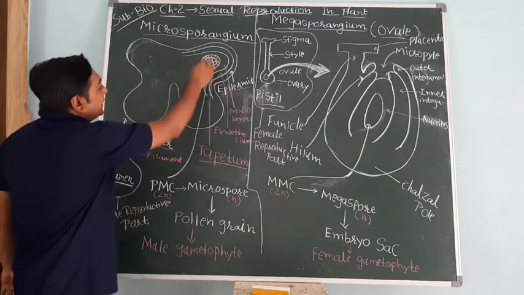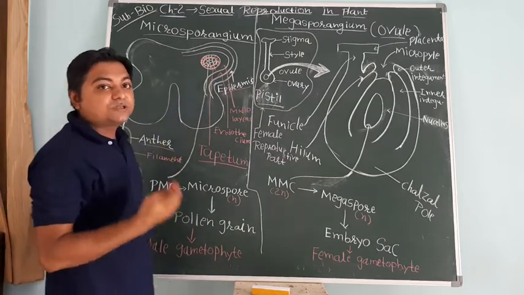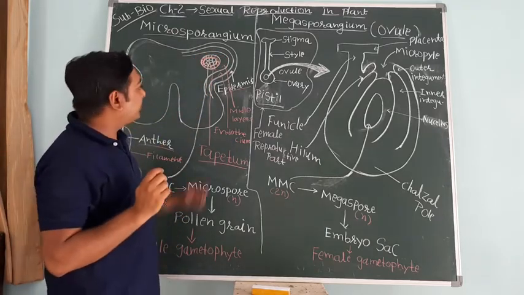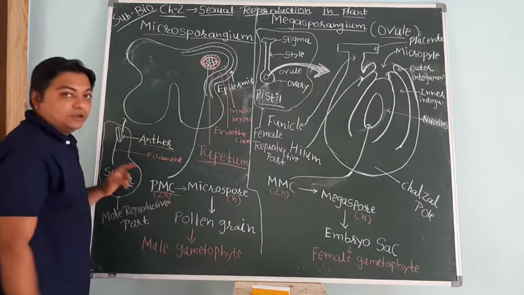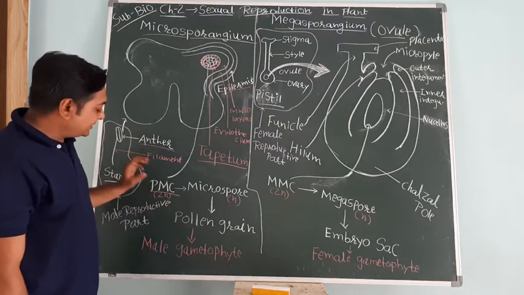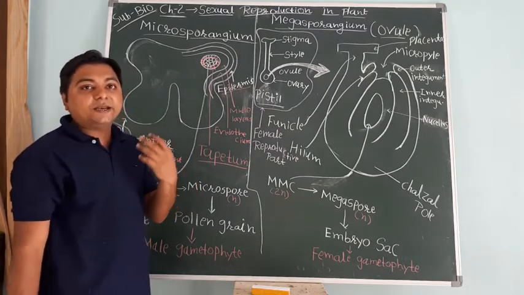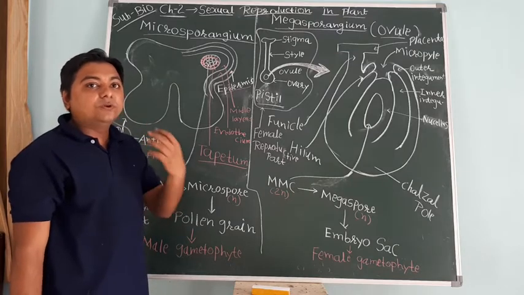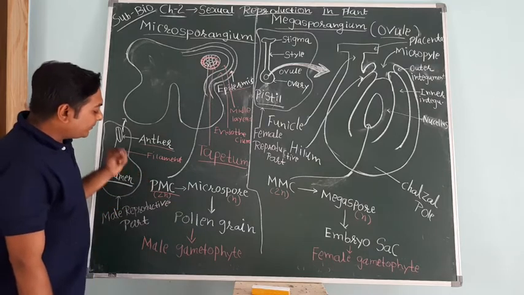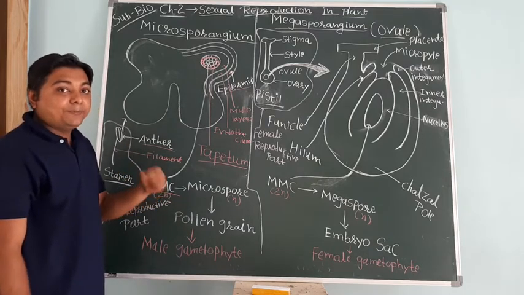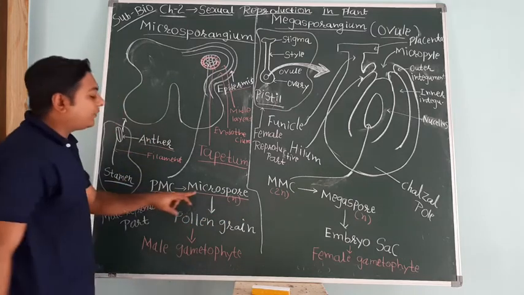Okay, so inside the tapetum is the sporogenous tissue, and each cell of the sporogenous tissue is called a PMC. PMC means pollen mother cell, which is diploid, and it is a meiocyte. All of you know what a meiocyte is: a special cell that produces gametes. So here the PMC, the pollen mother cell, produces microspores by meiosis. The PMC undergoes meiosis and produces microspores.